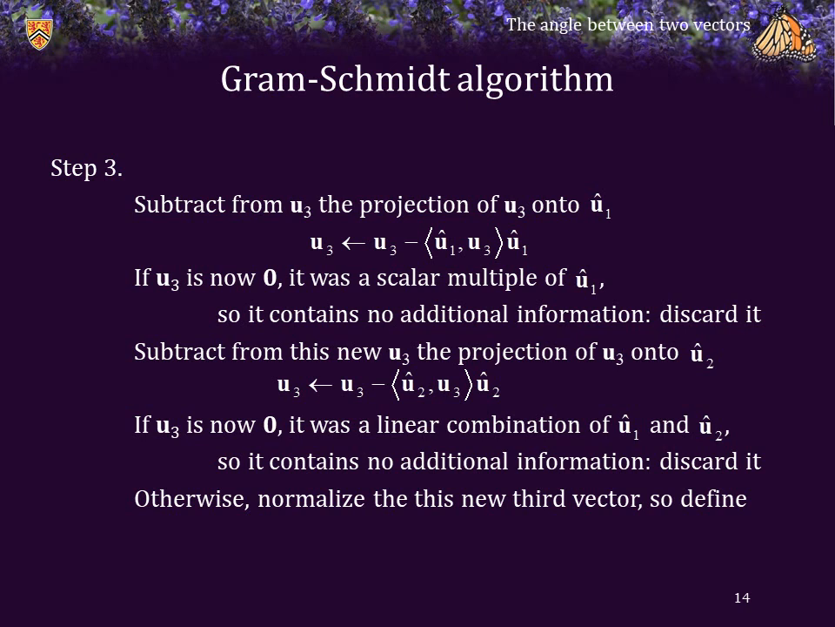However, usually it will not be the 0 vector, and so we now have a third vector that is orthogonal to both u1 cap and u2 cap, and so all we have to do now is normalize it. So we define u3 cap to be this new vector u3 all divided by the 2 norm of this vector u3.